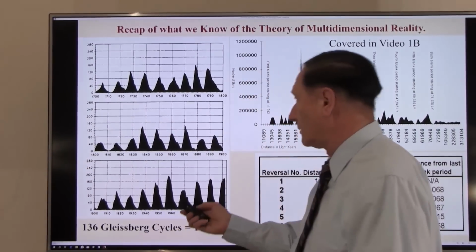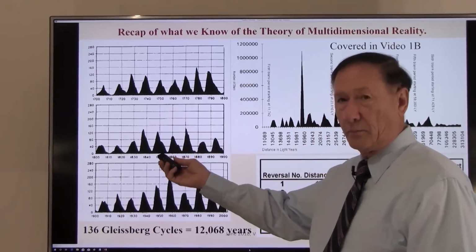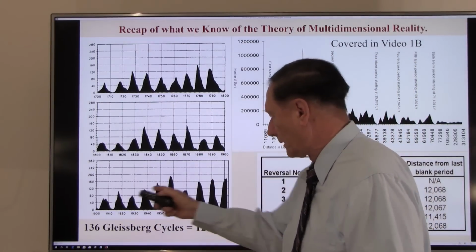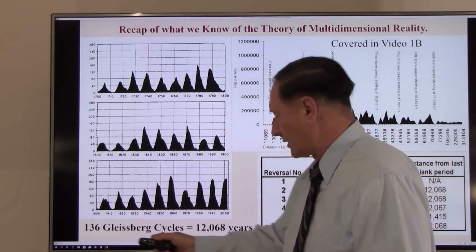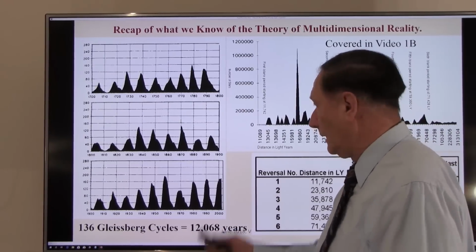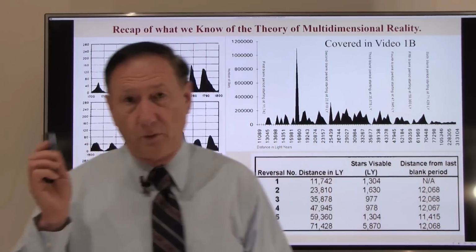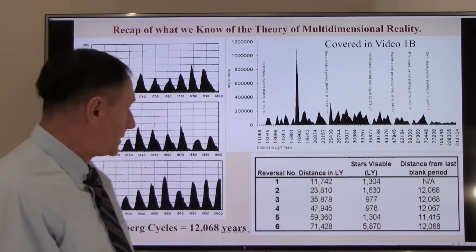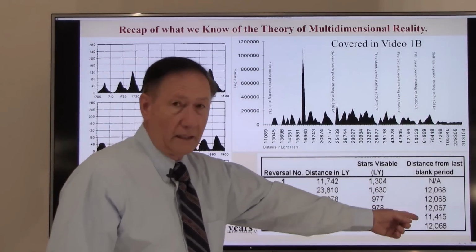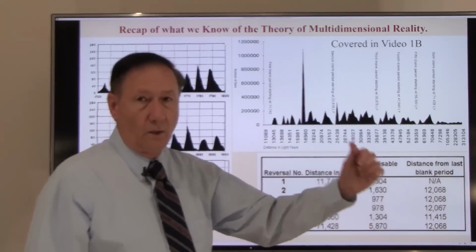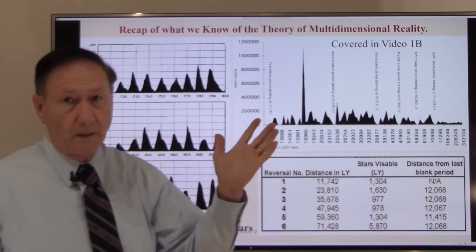This is the solar cycles. Each solar cycle is 11.09 years. 8 of them is a Gleisberg cycle. You can see pretty clearly here. 136 Gleisberg cycles is our magic number, 12,068. These are the only 2 things I need to prove that the universe is the product of information. Don't really need much more than that, especially when I couple this reversal stuff, the blank periods, with the polar reversals on the planet. It's over with.